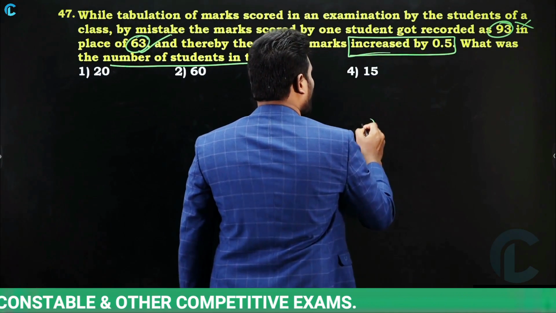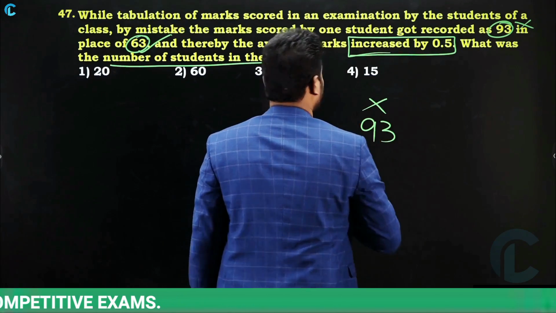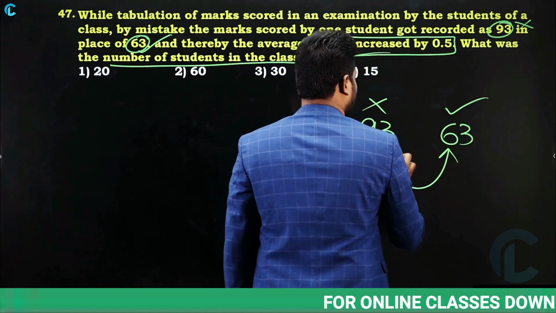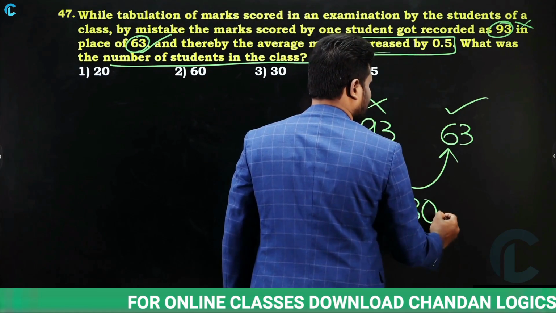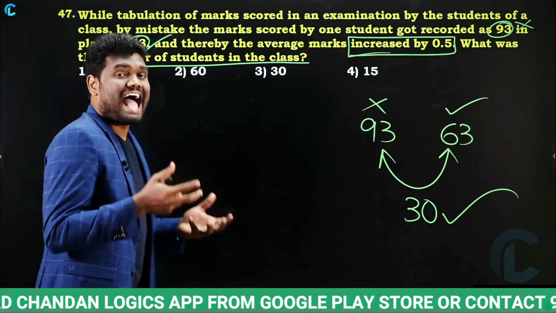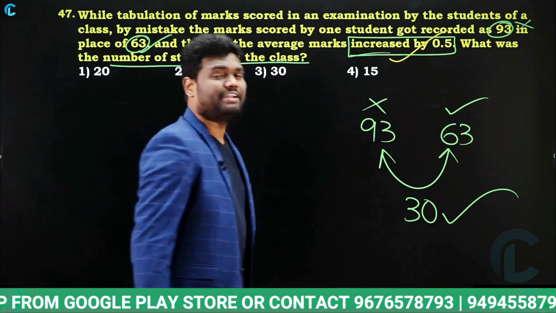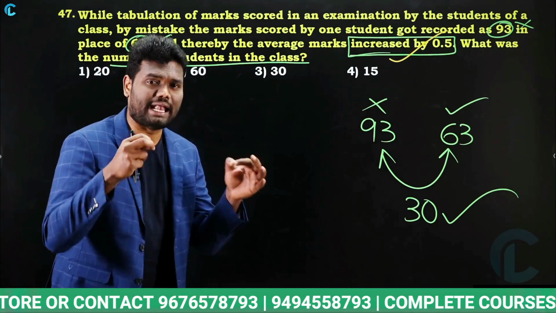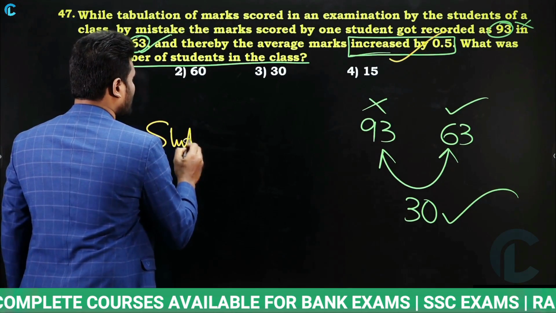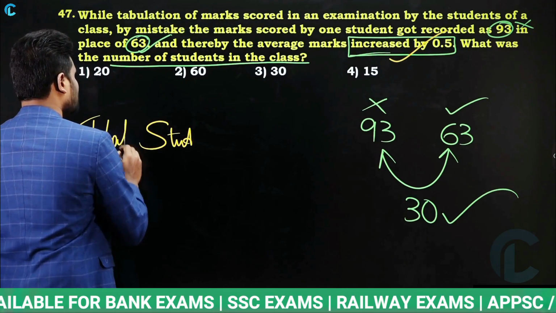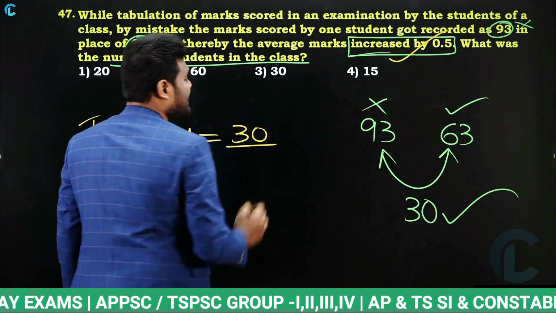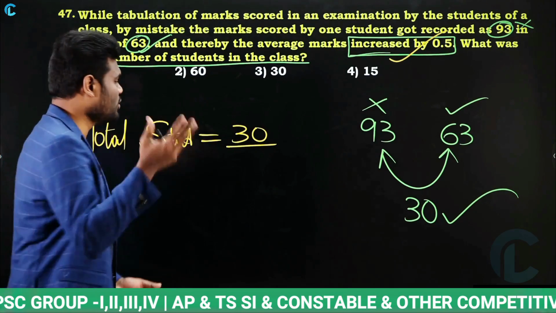Just observe here. What is the wrong value? The wrong value is 93. What is the correct value? The correct value is 63. Just take the difference: 93 and 63 difference is 30. Now what is the question saying? Due to this 30 difference, the average is increased by 0.5, which means each and every number is increased by 0.5. So how many students are there in total? Very simple. Just observe carefully. The difference is 30, and due to this 30 difference, each and every student increased by 0.5.